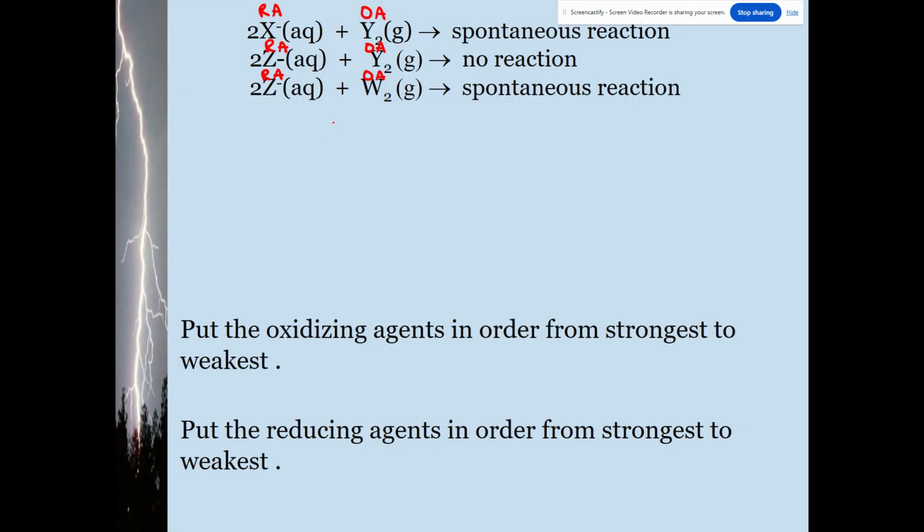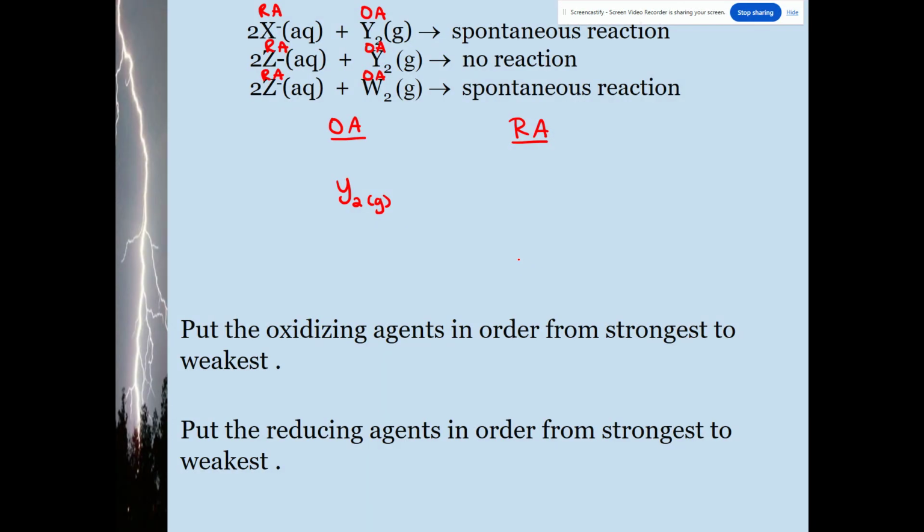So now again, when I generate my mini reduction table, my OAs must be on the left, my RAs must be on the right. Now my first reaction says Y2 as the OA, so I'm going to put Y2 in the middle of the page on the OA side, and it is reacting spontaneously with X, the RA.